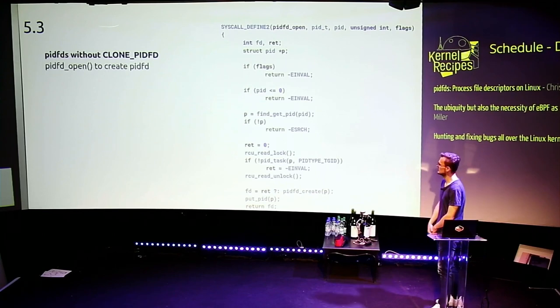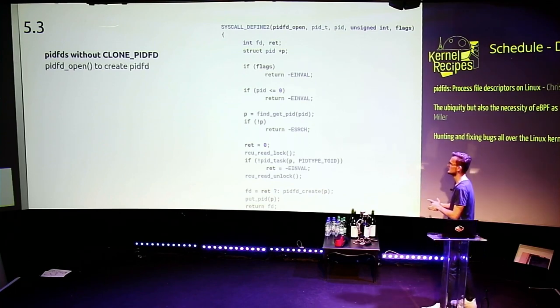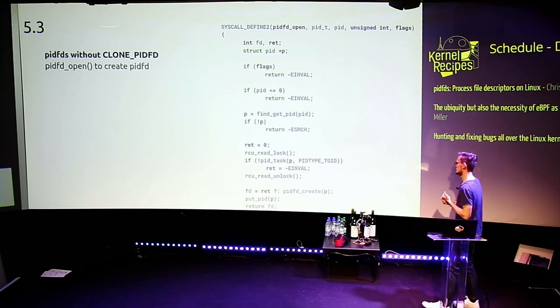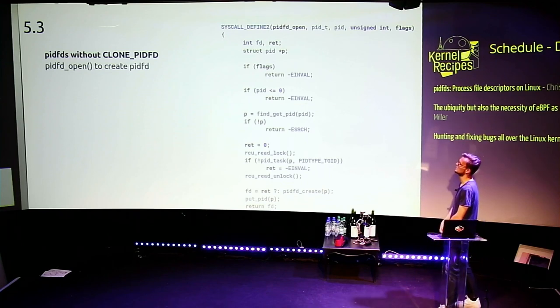It's really simple. It's something that I really like about all of this work: the code that we had to write was really simple. A lot of the infrastructure was already there for sure. I mean, all of the VFS layer helped out a lot. So that was pretty cool. You pass in a PID, it finds it and gets a reference to the corresponding struct pid, and then checks whether it is a thread group leader, because right now, as I said, all of this only works with thread group leaders. If it isn't a thread group leader, it gives you EINVAL, and otherwise it creates a PIDFD and gives it back to you.